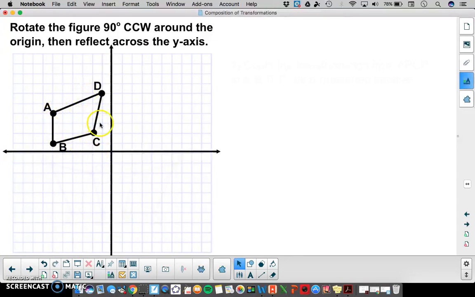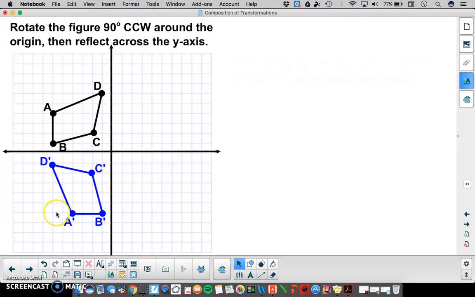To rotate this figure 90 degrees counterclockwise, remember our rule. To rotate 90 degrees counterclockwise, (x, y) goes to (-y, x). So for each of these points, (-1, 6), we'll get (-6, -1). (-2, 2), we'll get (-2, -2). (-6, 1), we'll get (-1, -6). And (-6, 4), we'll get (-4, -6). And we have this rotated figure here.